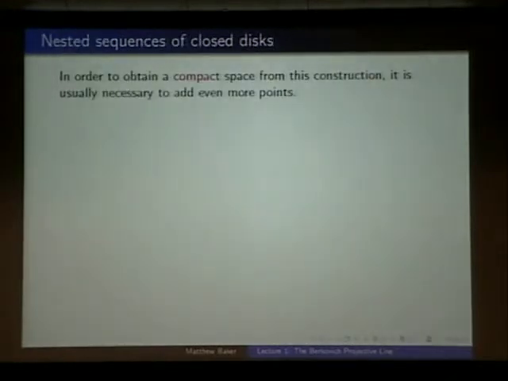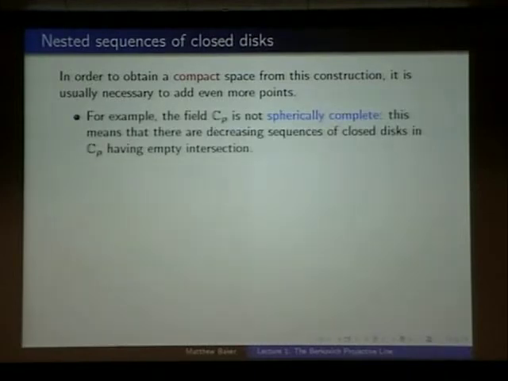But back to the question that was raised of whether we've found all such multiplicative seminorms, we haven't yet described all such seminorms. And if you want a compact space out of this construction, or a locally compact space if you're talking about A1, then you usually have to add even more points. I say usually because it depends what the field K is. But for example, if K is equal to CP, the completion of an algebraic closure of QP, then the field CP has this property that it's not spherically complete.